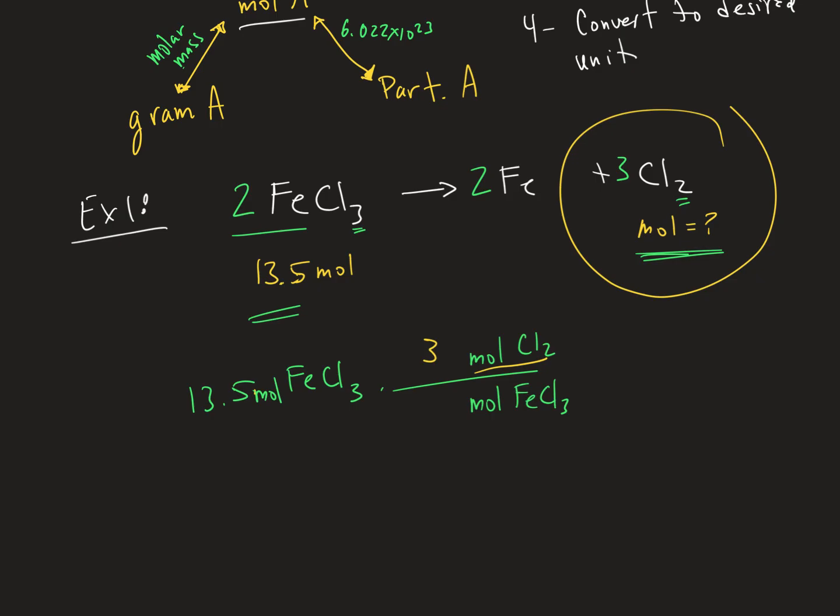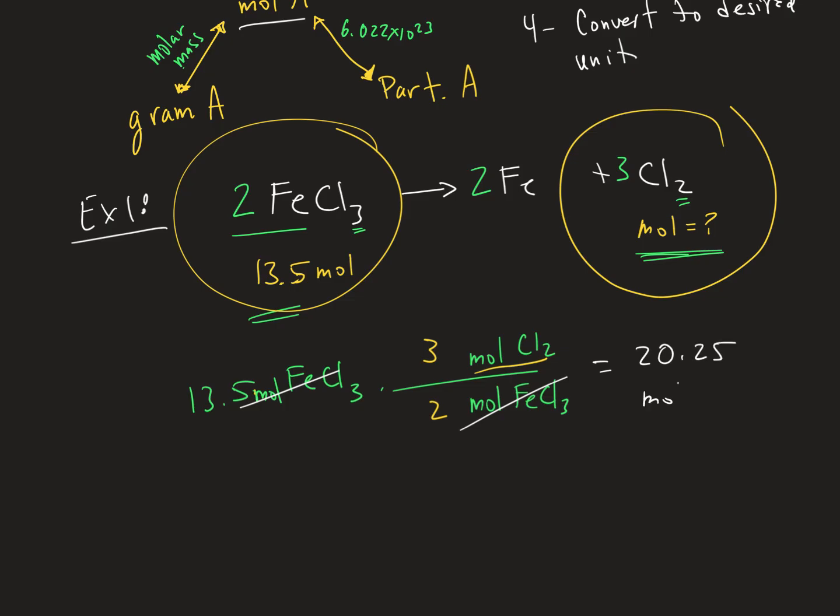All right. So we all good with 3 there? How many moles of FeCl3? 2. Questions on that? So moles of FeCl3 go away. We're left with what we're looking for, so we can stop converting. So this is just a 1 conversion. 13.5 multiply 3, divide 2, and we get 20.25 moles of Cl2.